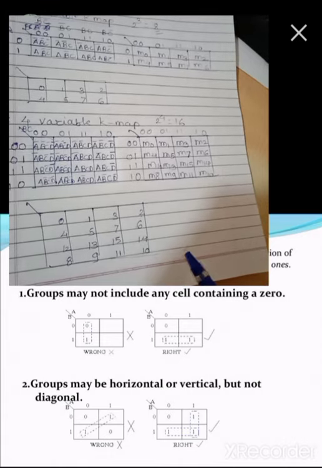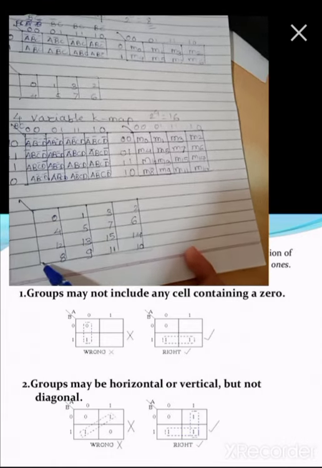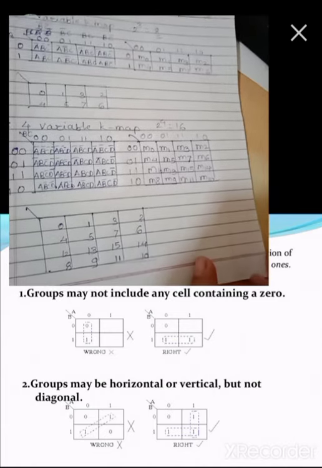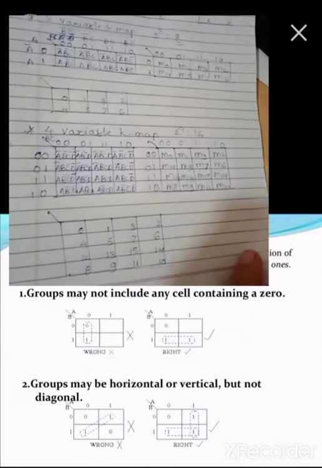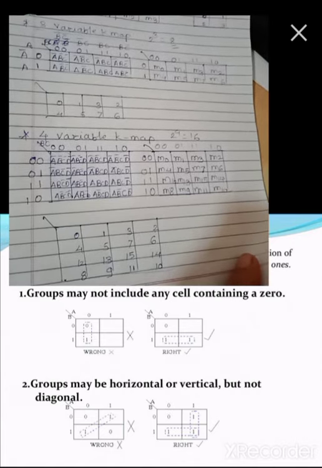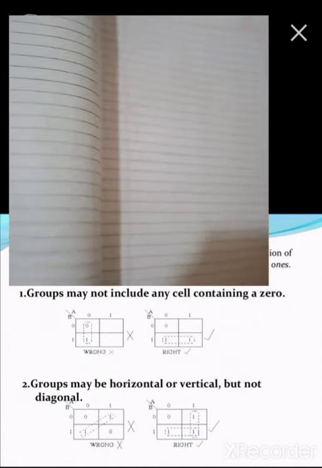So you have to write these numbers as it is. Don't change the order of these numbers, right? Now this is the designing of the K-map. Now what is the purpose of designing this K-map?